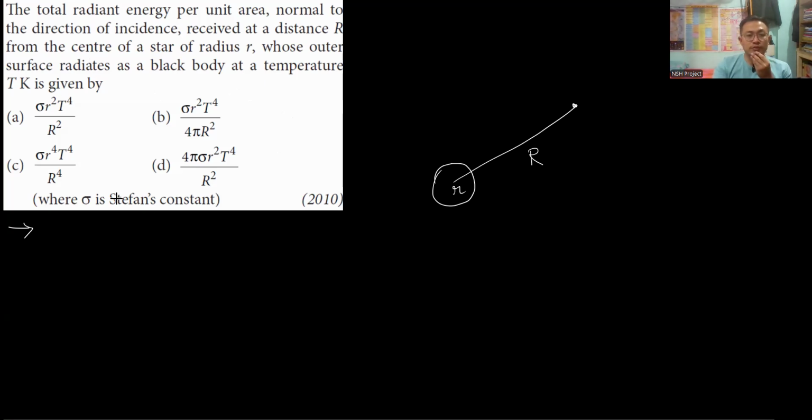Now, according to Stefan's law, the energy delta Q per unit area per unit time is given by sigma e T to the power 4. For a black body the emissivity e is 1. So delta Q by (A delta T) equals sigma T to the power 4.